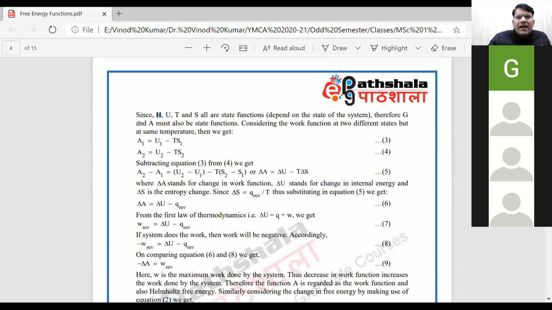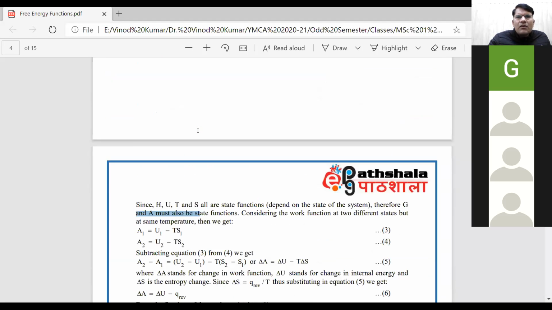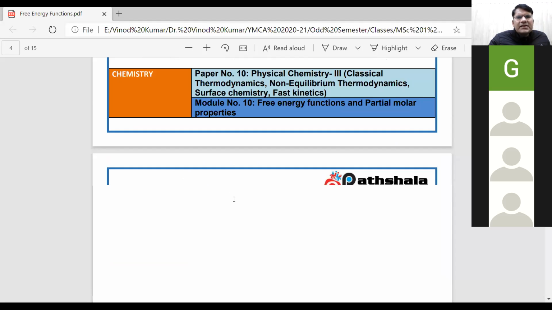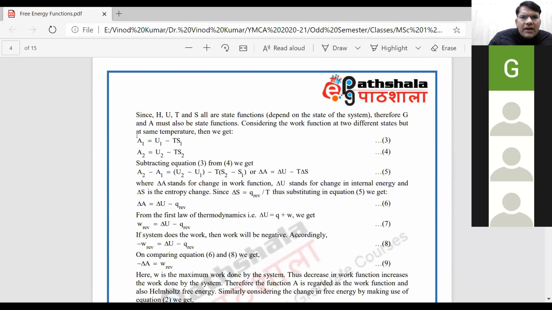Why are G and A state functions? Because the combination of terms included in their definitions are all state functions. Therefore, their sum and difference will also be state functions. Therefore, A will also be a state function, and G will also be a state function. A is known as the work function and G is known as the free energy function. So we have defined A equal to U minus TS. Suppose for one state it is A1.